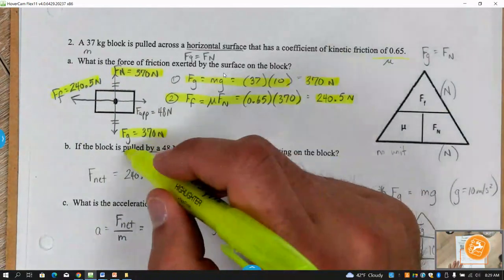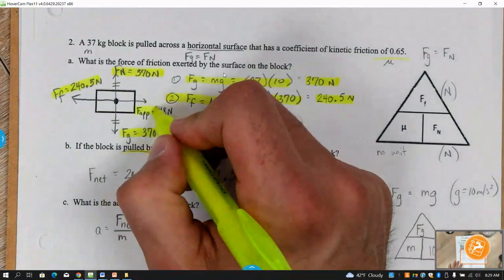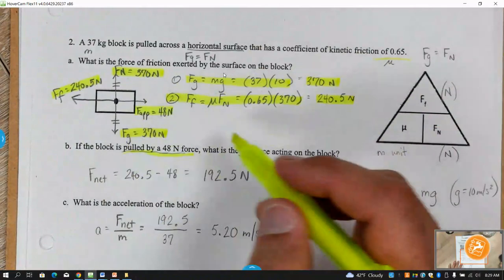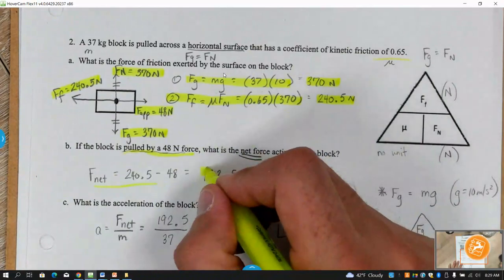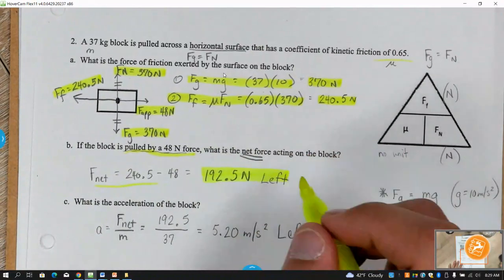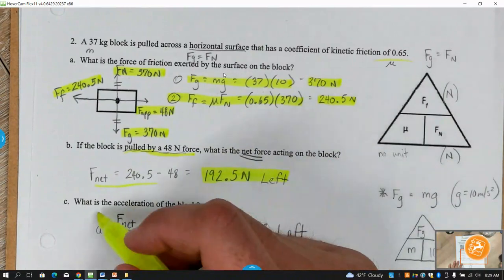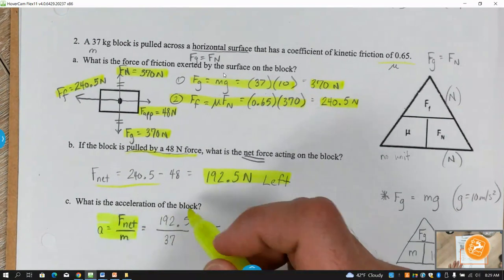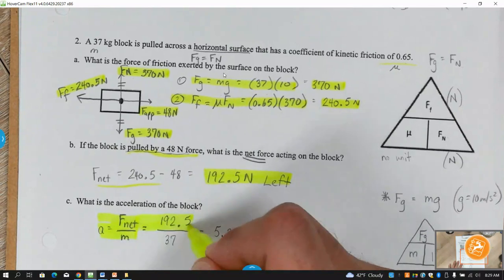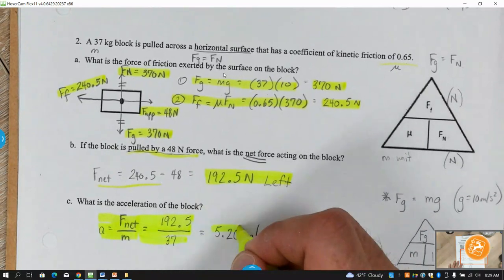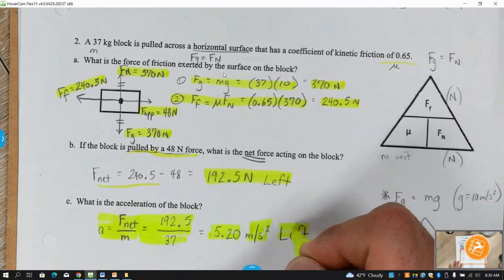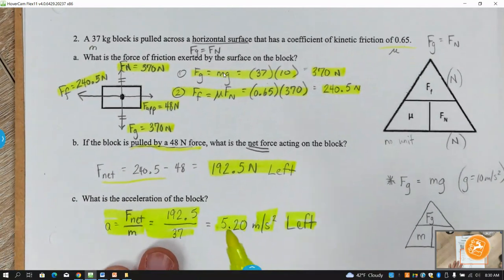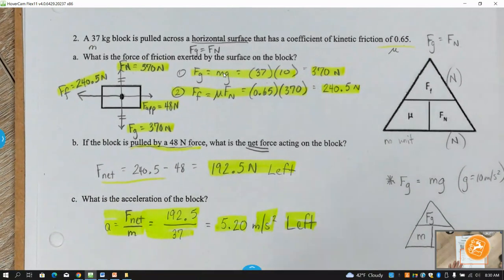Okay, giving an applied force here, 48, and drawing that in, 8 points. Getting our correct work here done for net force and getting our answer, 9 points. Writing the right equation, 10, and showing the work. So 10, getting the right number, 11, getting the right unit, 12, and direction, 13. All right. Very happy with what we saw there.